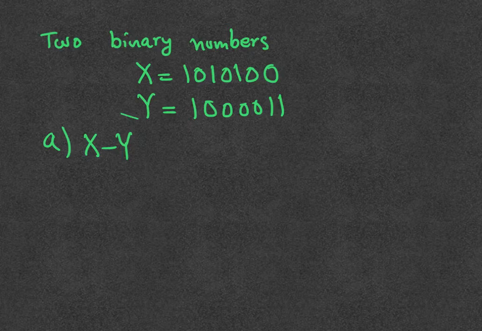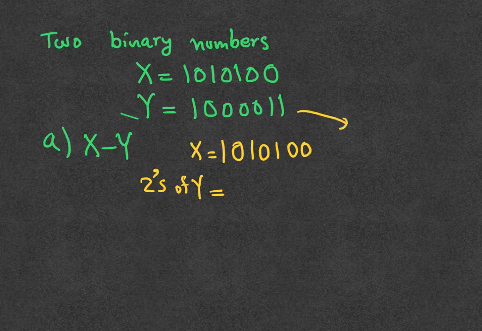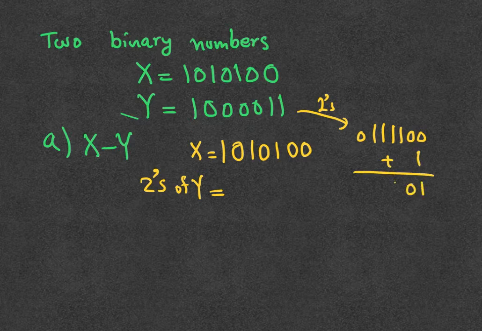As I said, you just write down your x, 1010100, and then you have to find the 2's complement of y. The 2's complement of y is easy: you find the 1's complement plus 1. The 1's complement is just switching the bits, 0 0 1 1 1 1 and then 0. And then you add 1, so you get 1 0 1 1 1 1 0.